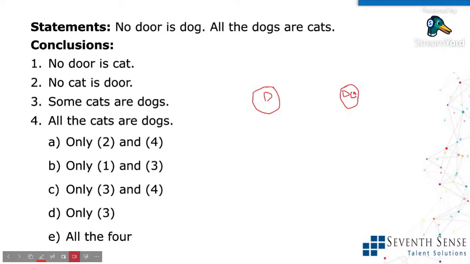I'm going to take it as dog. Okay, no door is a dog. All the dogs are cats. Again, same thing. You have to take an overlap and write a C.